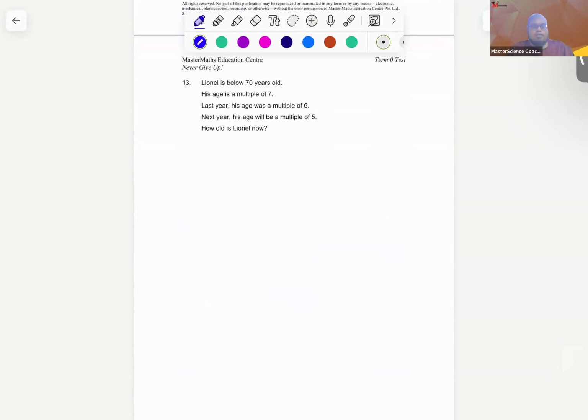Lionel is below 70 years old. His age is a multiple of 7. Last year, his age was a multiple of 6. Next year, his age will be a multiple of 5. Okay, how old is Lionel now?